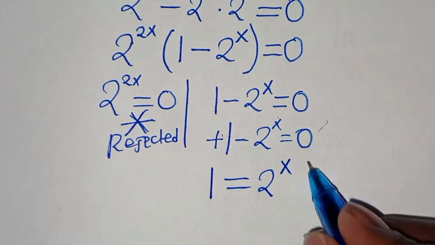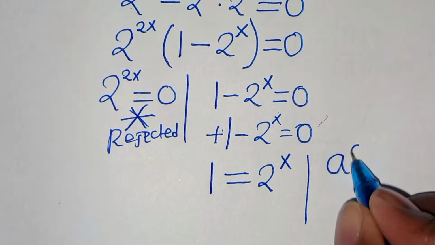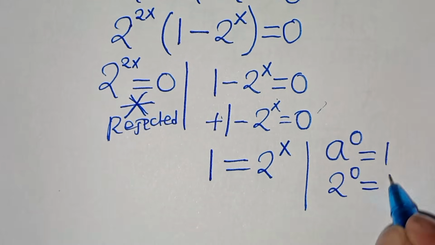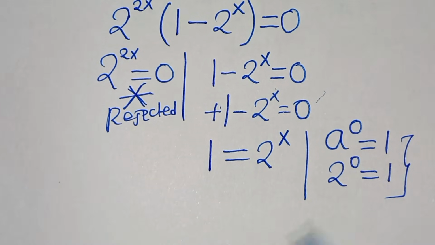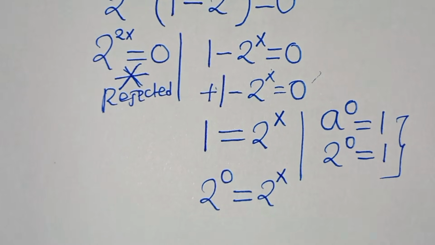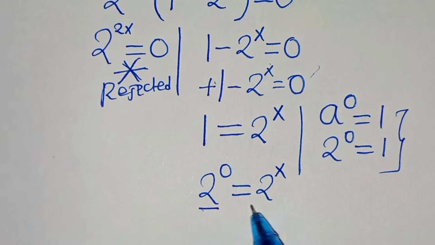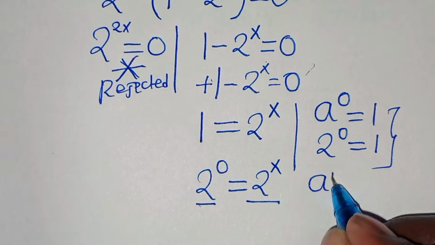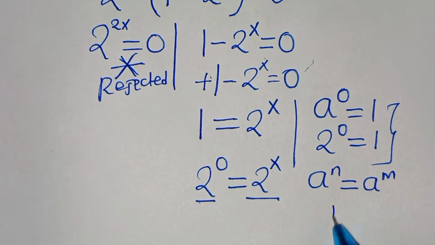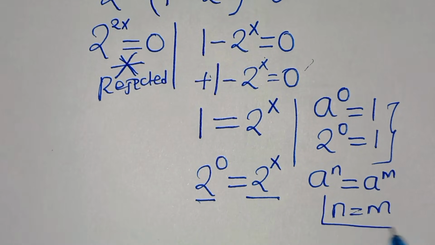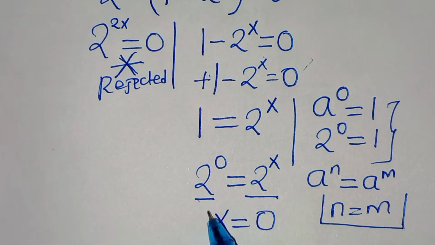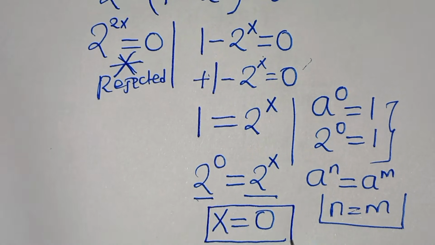And we have a property that a to the power of 0 is the same thing as 1. So 2 to the power of 0 is the same thing as 1. So let's substitute this. So 2 to the power of 0 is equal to 2 to the power of x. Since the bases are common here, that is a to the power of n is equal to a to the power of m, then exponent n is equal to m. So applying this property, then here we have x is equal to 0. We have the value of x equal to 0.